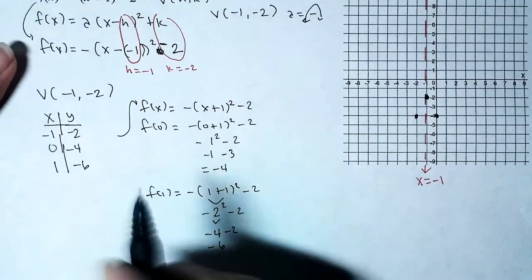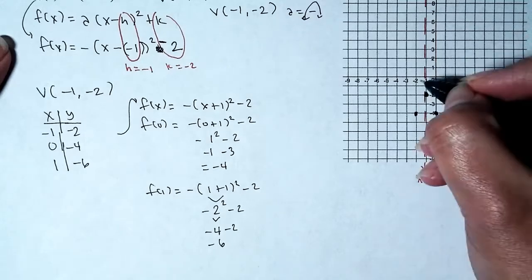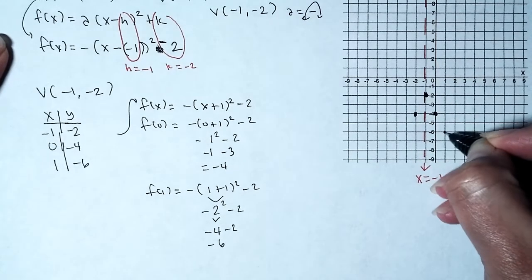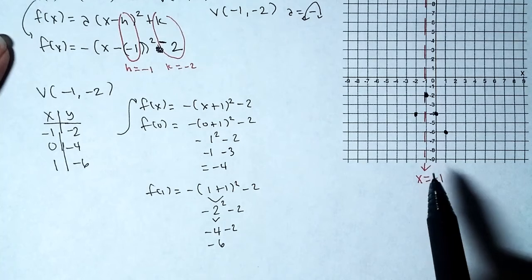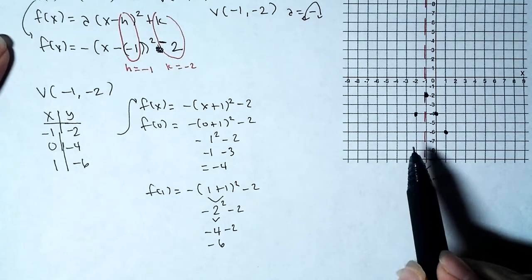So let's go ahead and log it in our table of values. Okay, so we're at 1, -6. So we go 1 right and 6 down. So that gives us 4 points. Let's go ahead and reflect it about the axis so we can get our 5th and final point.